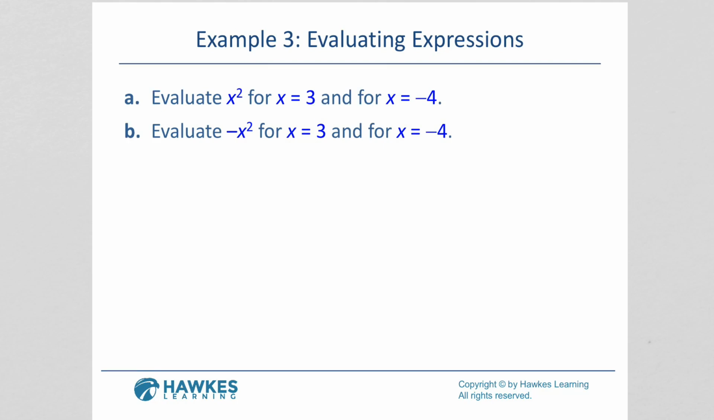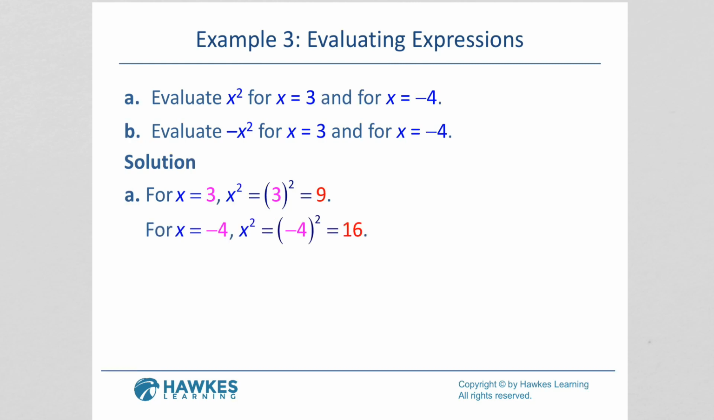Evaluate x squared for x equals 3 and for x equals -4. That's example 3a. Example 3b is evaluate negative x squared for x equals 3 and for x equals -4. For part A, for x equals 3, we're going to have x squared equals 3 squared, which is 9. For x equals -4, x squared is equal to the quantity -4 squared, which is 16.